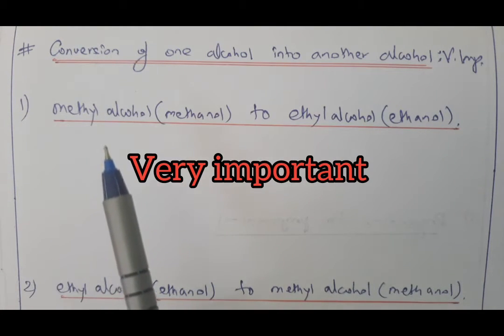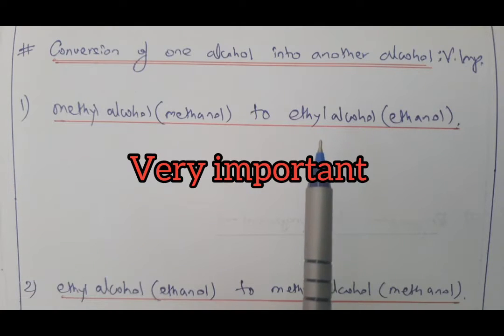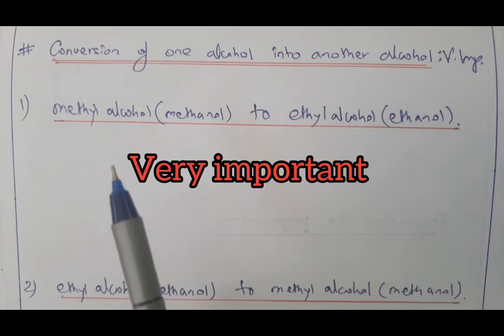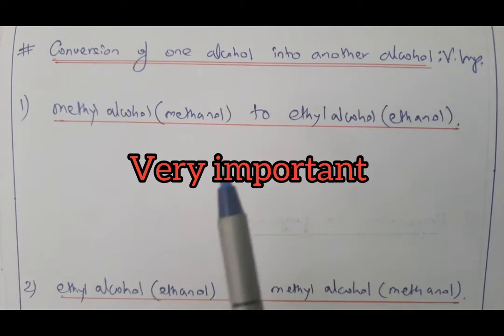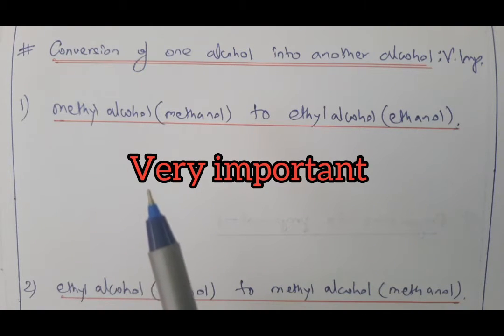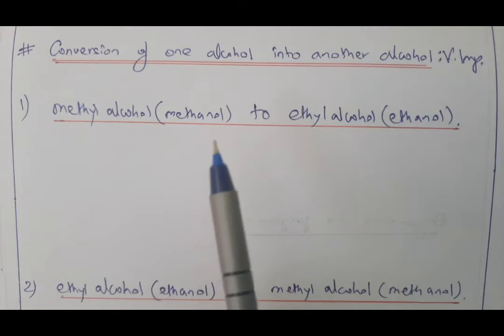You have to convert methyl alcohol to ethyl alcohol. The question may say convert methyl alcohol to ethyl alcohol, or such a question may come in ABCD reaction form. How? I will let you know later. Methyl alcohol's IUPAC name is methanol. Do remember, OL means alcohol, and ethyl alcohol's IUPAC name is ethanol.